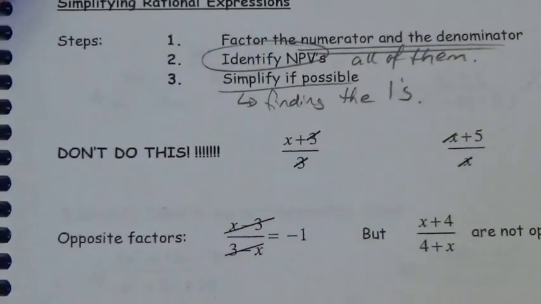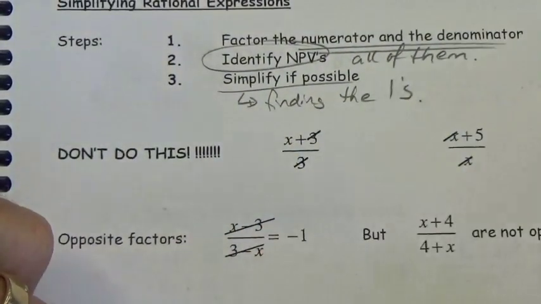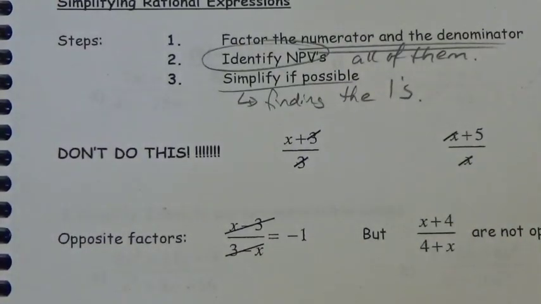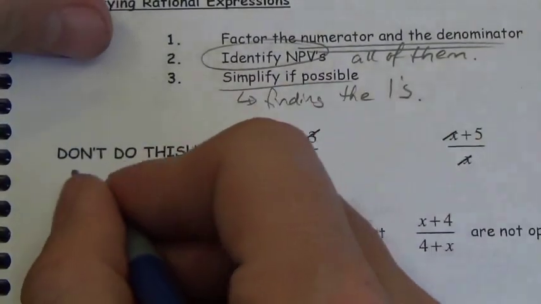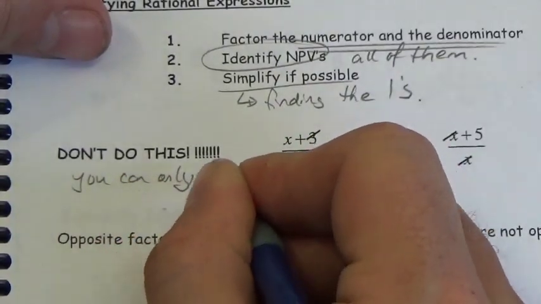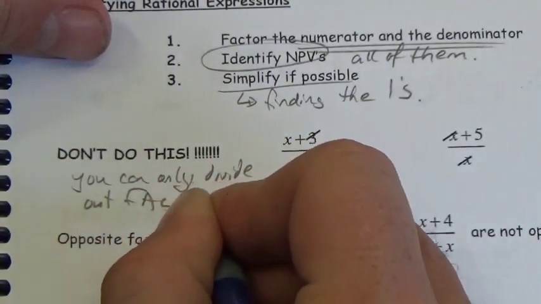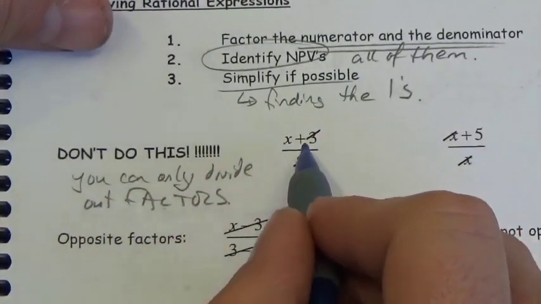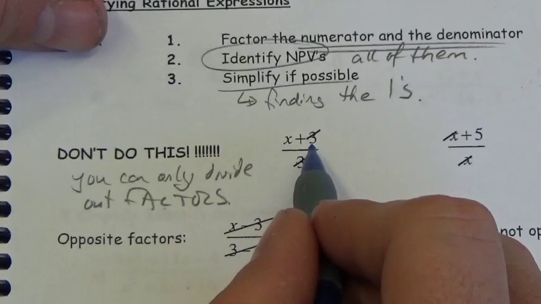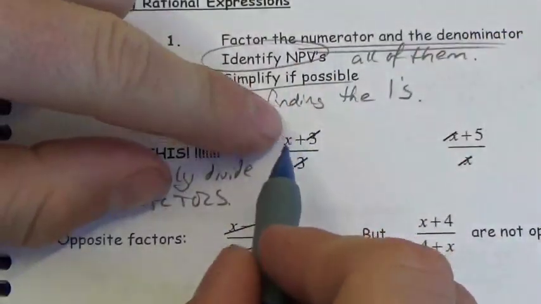Now, what are some common mistakes that people make? Well, they'll do this: x plus 3 divided by 3, they'll cancel the 3's out. You can't do that. You cannot do that. You can only divide out factors. Well, the 3 here isn't a factor. Factor means two things multiplied together. Here, x and the 3 are being added.